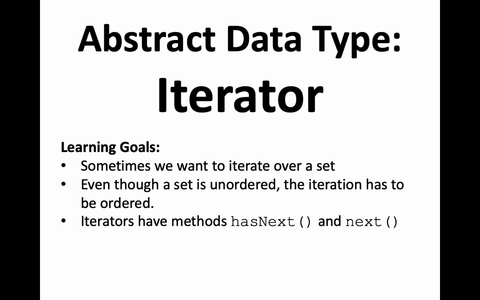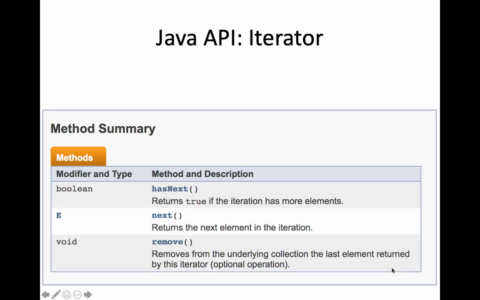So next isn't an instance variable, next is essentially a remove first in the thing that you're trying to iterate over. So here's the Java API for the iterator. It's got hasNext, so it checks to see if there are more elements to iterate through. Next returns the next element in the iteration, and you can think about that as removing it from what will be iterated through in the future. Whereas remove is actually removing it from the underlying collection.